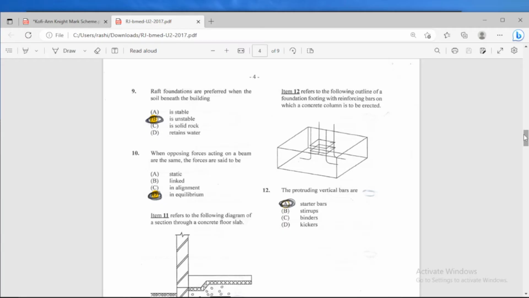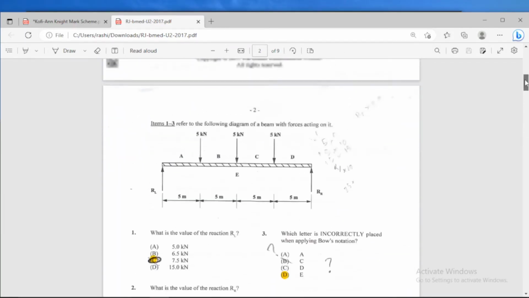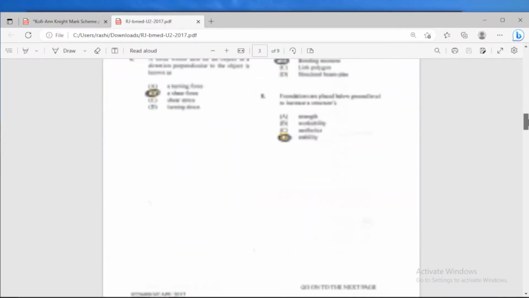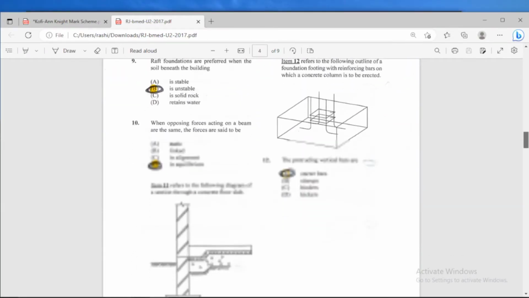Number 10 here says, when opposing forces acting on a beam are the same, the forces are said to be, is it static, linked, in alignment, or in equilibrium? And the answer is that they would be in equilibrium. They would be in equilibrium because they cancel out each other, and that's how you get equilibrium, which is basically 0. So like the first image that we looked at here on this question paper, this beam here would be in equilibrium because the forces acting downwards are cancelled out by the reaction forces acting upwards. Alright, so we'll move on now to number 11.